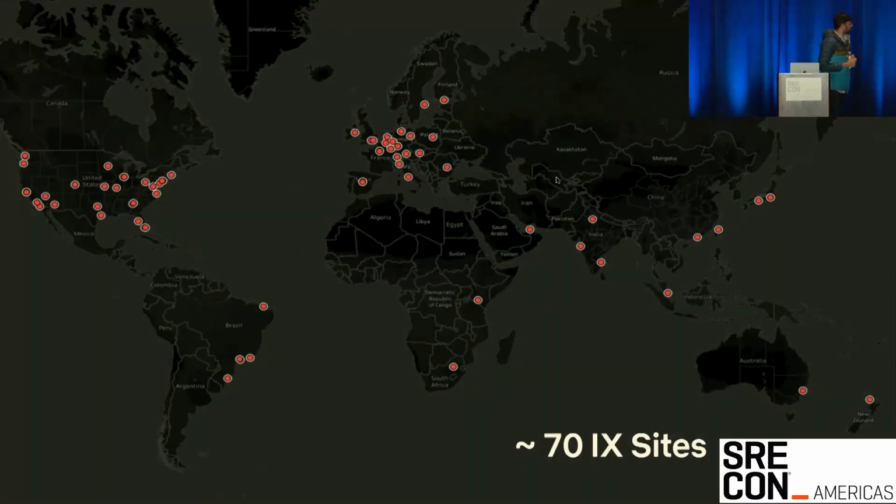So this is the IX sites globally we have. We have about 70 IX sites globally in almost all major internet exchanges. As you see, we are almost in all the sites in LATAM, a bunch in India, Australia, New Zealand, and we are also densely interconnected with almost all the major internet exchange points in the US and in Europe.